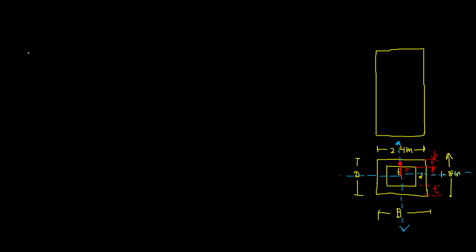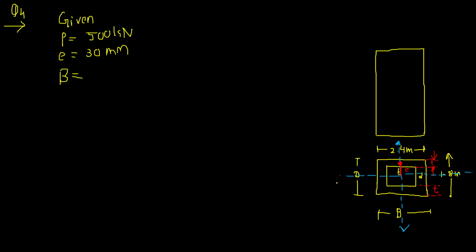Now we'll start writing. So this is question number 4, given. What is the value of P? P is given as 500 kilonewton. Then eccentricity e is 30 mm. Capital B is given as 2.4 meter, so we'll convert it into mm, 2400 mm. 1 meter is equal to 1000 mm. D is equal to 1.8 meter, that is 1800 mm.